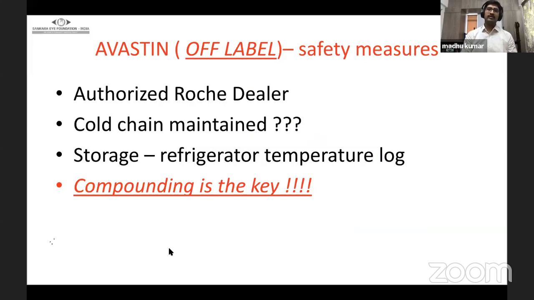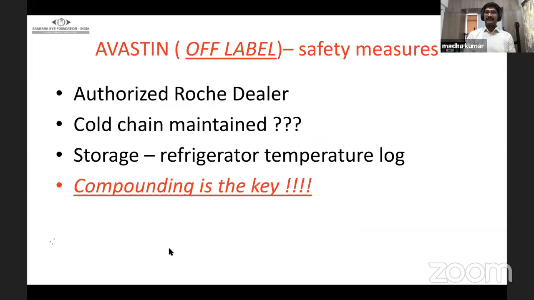Now coming to the important topic, bevacizumab safety measures. We need to remember that it's off-label, and the guidelines given by, again, the AIOS VRS, to make sure that we don't end up in trouble, is that we need to procure this drug from an authorized Roche dealer.